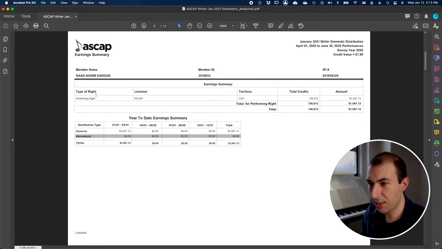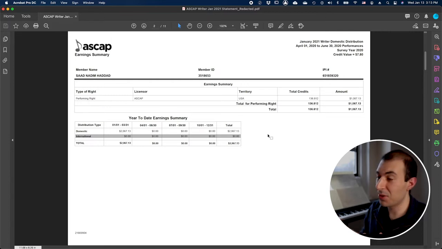If you keep going down here, we have a type of right. So this is a performing right. We have the licensor, ASCAP, and then we have the territory, USA. Then the final two numbers are very important. You have total credits and the amount. Now these are very mysterious numbers.